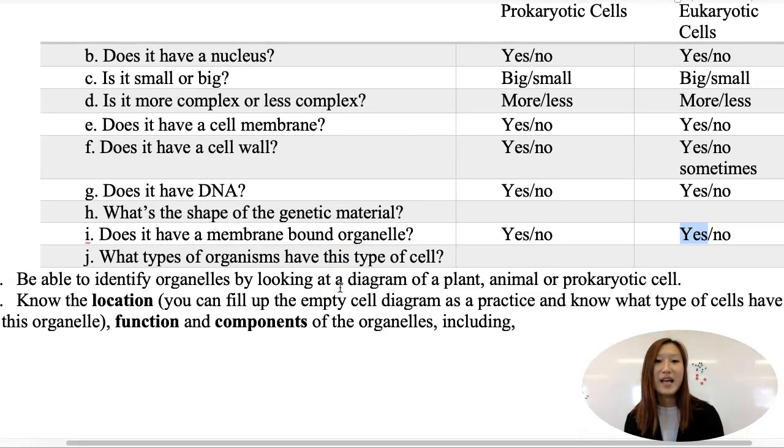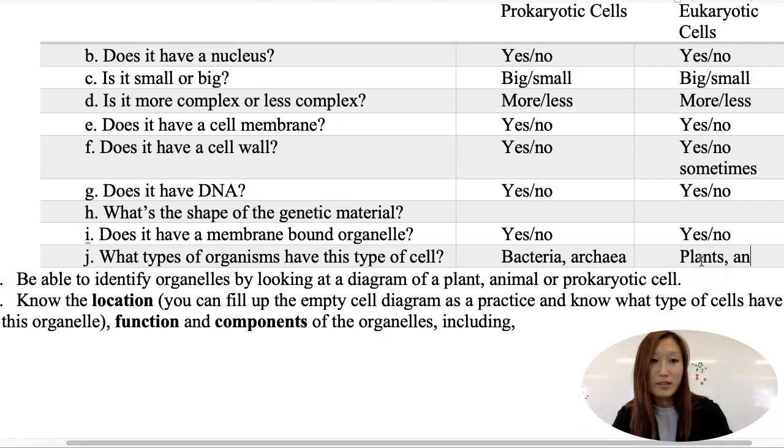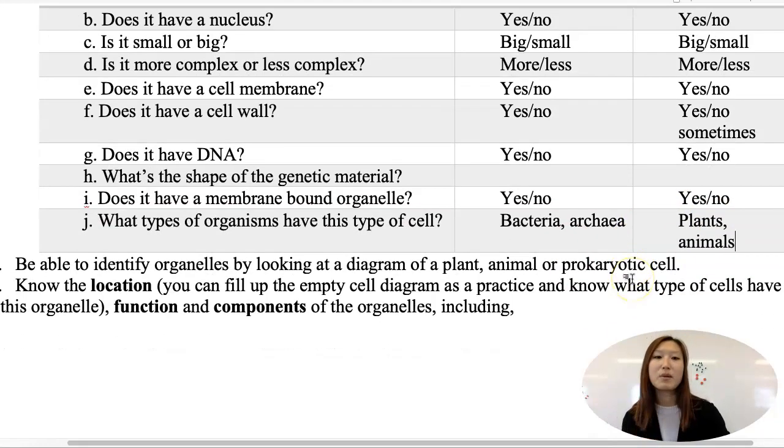What type of organisms have this type of cell? For prokaryotic cells, we have bacteria and archaea, and for eukaryotic cells it is plants and animals. There are other ones, but you can just remember plants and animals.